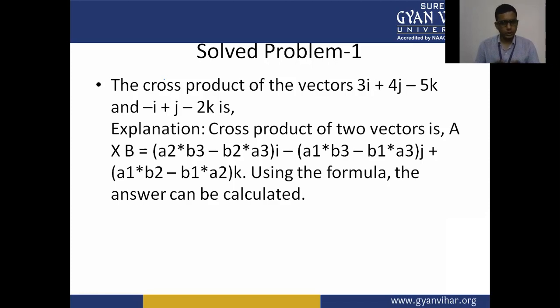So it is the multiplication of cross product, and you are able to find the product of A cross B. Vector A is defined by 3i plus 4j minus 5k, and vector B is given by minus i plus j minus 2k.